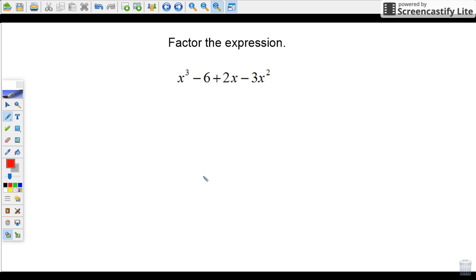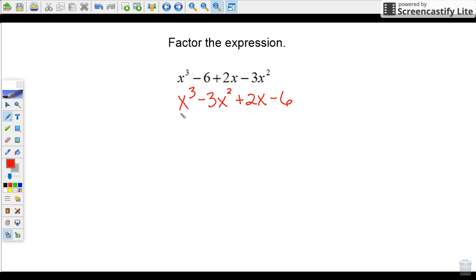Let's factor this polynomial. X to the third minus 6 plus 2x minus 3x squared. In this one, I'm going to have to change the order a little bit. I'm going to rewrite everything in decreasing order of exponents. So x to the third minus 3x squared plus 2x minus 6. Now it's a little easier to see.